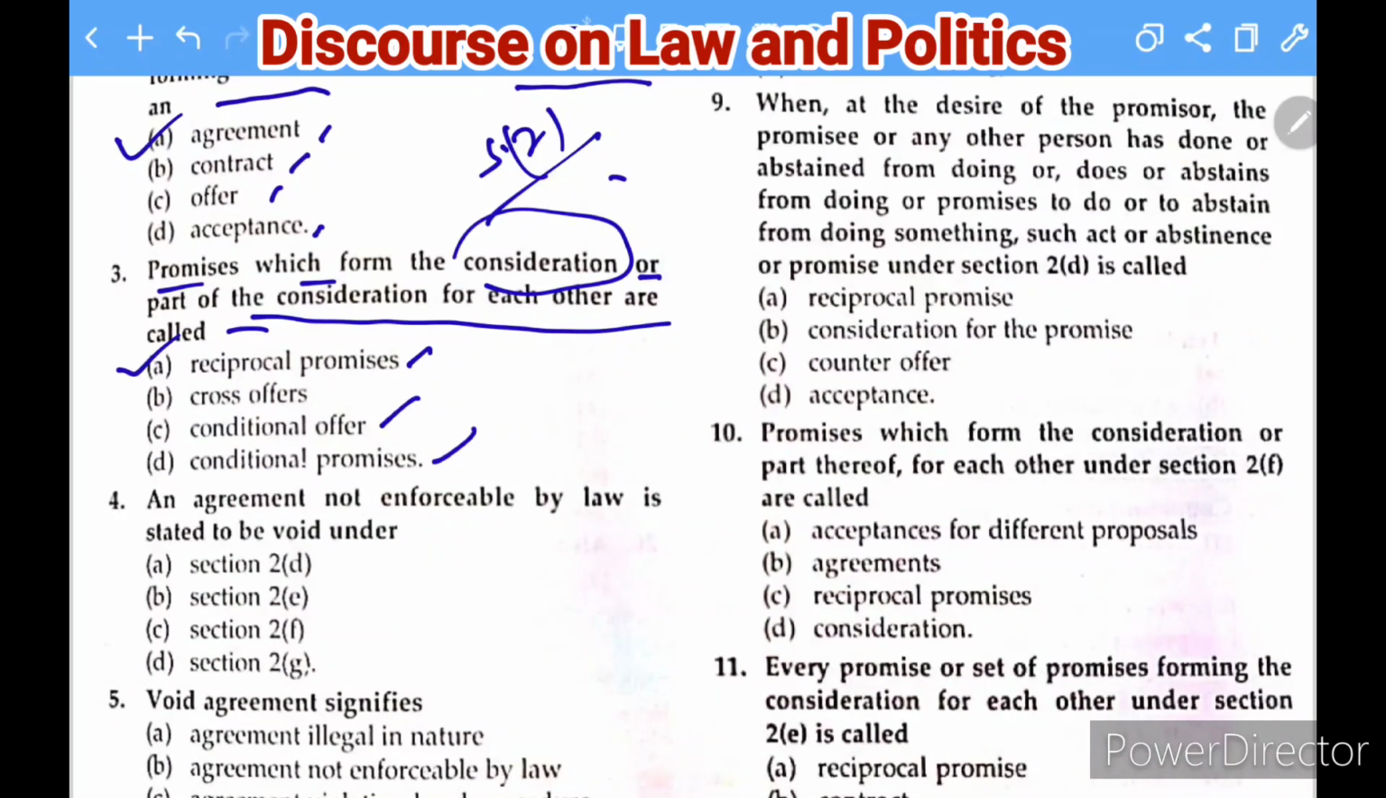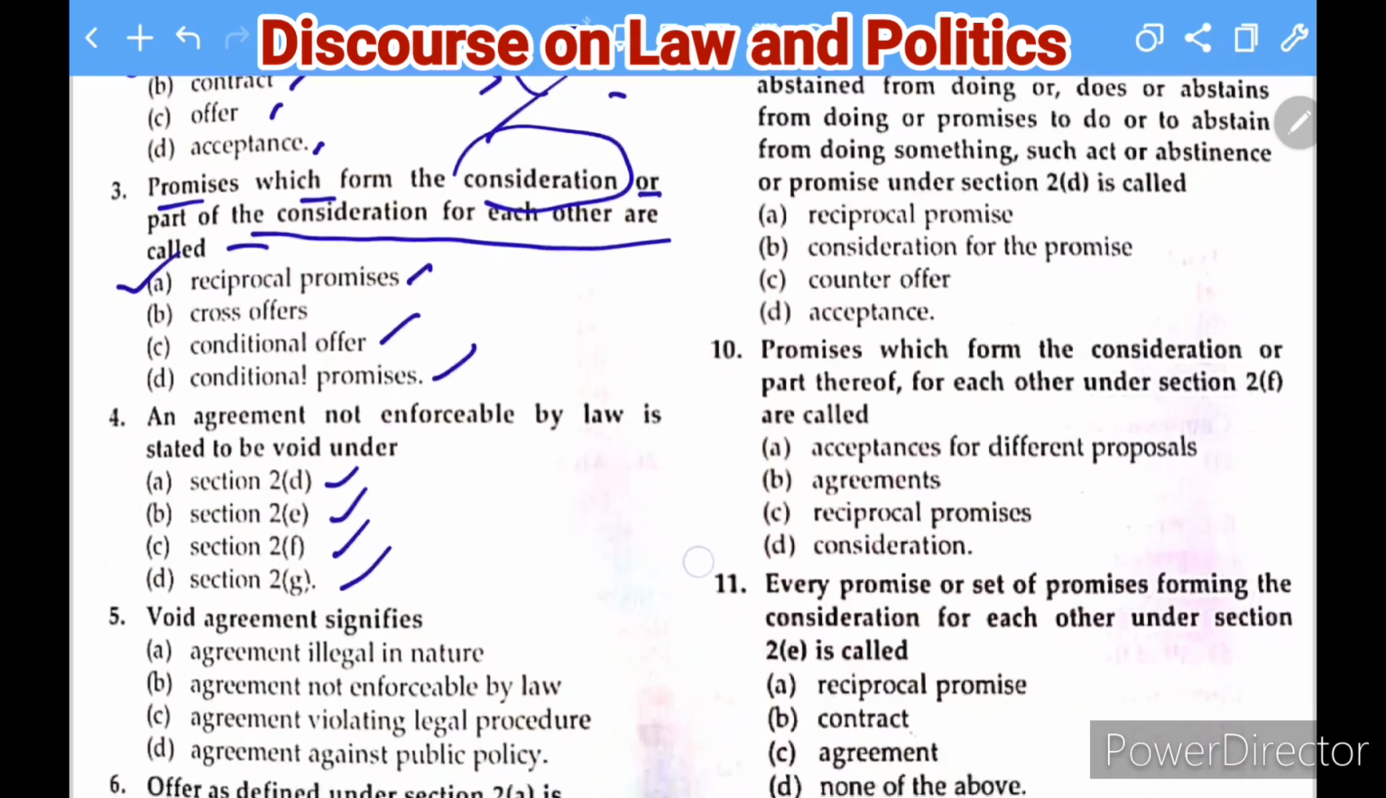Now, an agreement not enforceable by law is stated to be void under which section? Section 2D, Section 2E, Section 2F, Section 2G. These questions from the Bare Act are very likely to come in examinations. So just give your answer here. Waiting for your answer in the comment box. Yes, this is called void under section 2G.